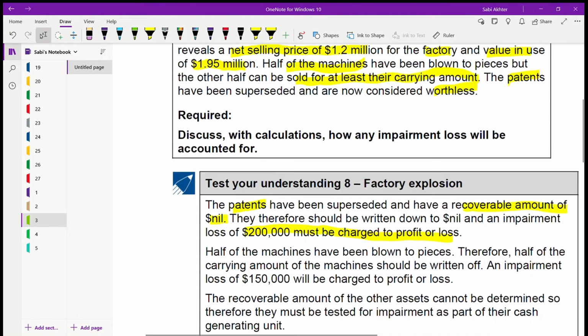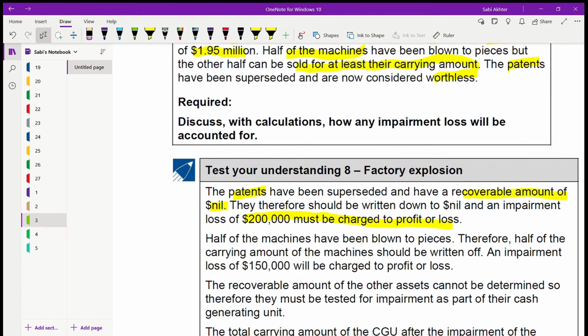Half of the machines have been blown to pieces. Therefore, half of the carrying amount of the machines should be written down only. An impairment loss of 150,000 will be charged to profit and loss. What is the value of the machinery?